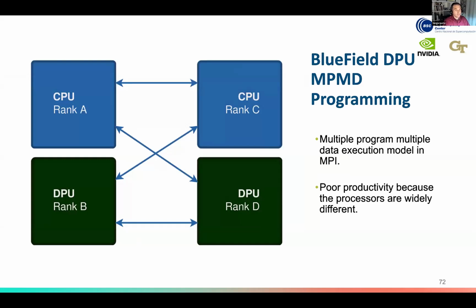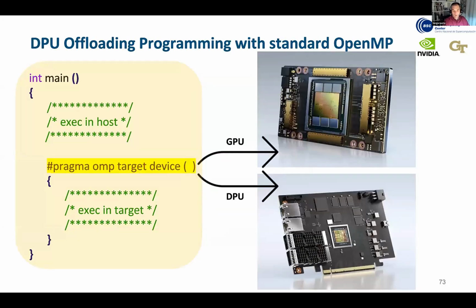Scientists maybe prefer the MPMD programming model, multiple program multiple data execution model in MPI, in which you can discriminate what to execute in each of the cores. Since the DPUs can be seen as additional processors, we can program that. The problem here is the poor productivity that we can have because the processors are wildly different. So our approach is DPU offloading programming with standard OpenMP.